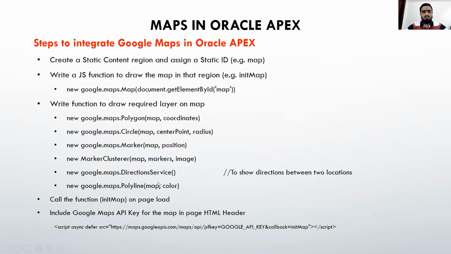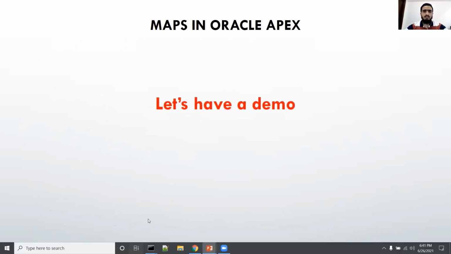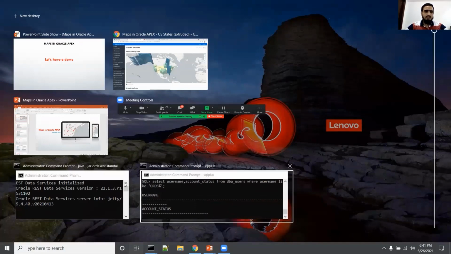We have to use this function, and inside that function, we have to use the polyline function by passing the parameters, and it will draw the directions from one point to the other point. In the end, we need to call that function, I mean, the function which we created above in JavaScript, on page load. We have to include the API key that we will get from Google to use Google Maps in any of the applications. So we'll get through the demo.